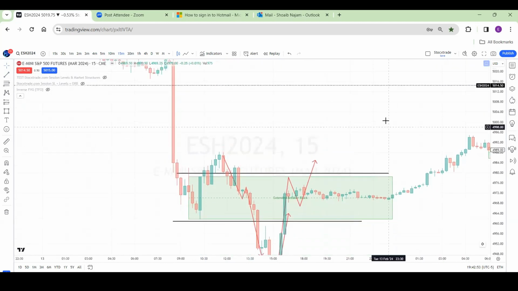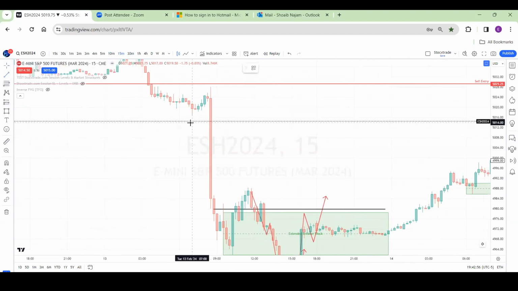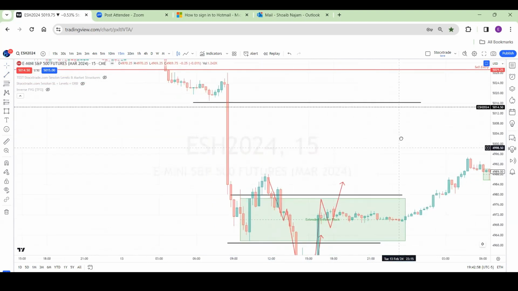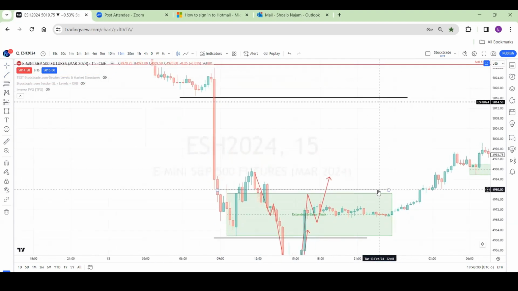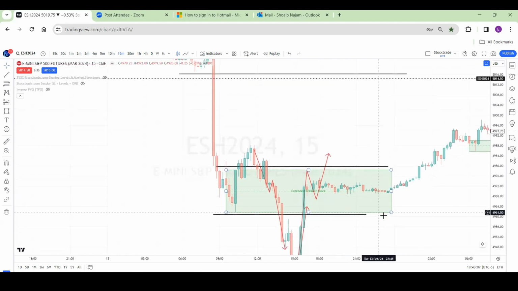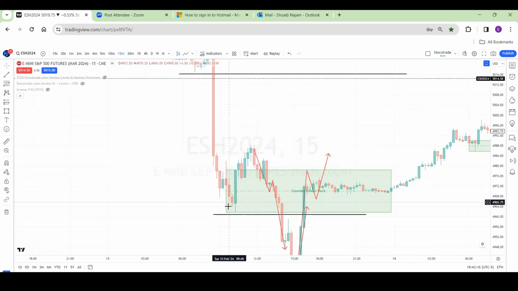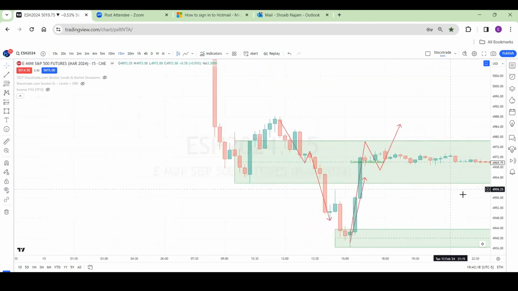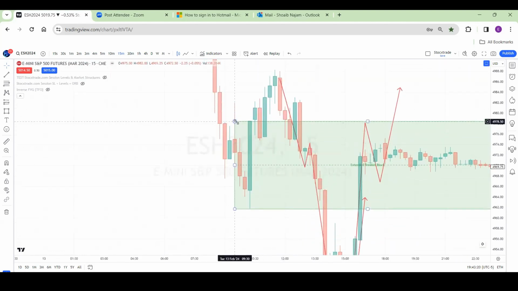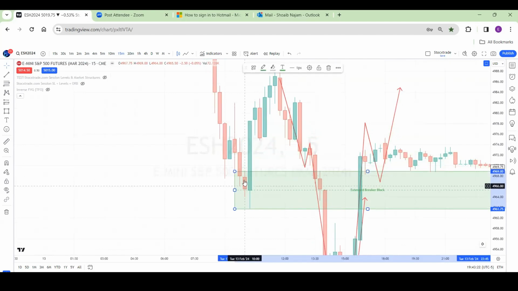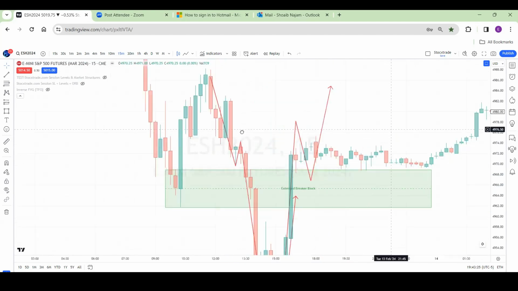Because I know that if I take the entry at 4980, my exit will be here at 5016. That is 36 points of profit, so I need to put my stop loss at 2-3 points, not 19. That's all. So I told you that you don't need to mark the whole candle. Just mark the wick and the body of the previous candle, this red candle. This is your demand zone.